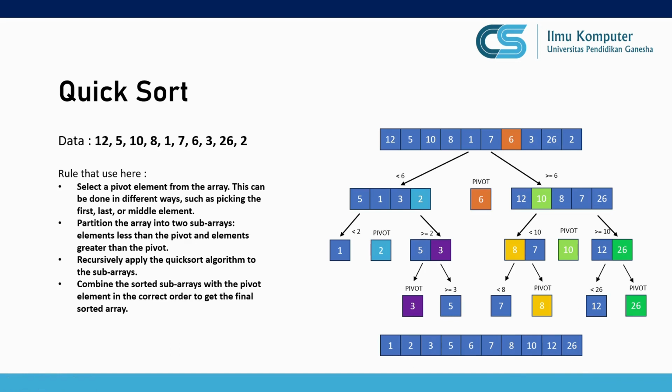Overall, quick sort is generally faster than insertion sort for large arrays or lists, but it requires additional space for recursive calls, while insertion sort is an in-place sorting algorithm.